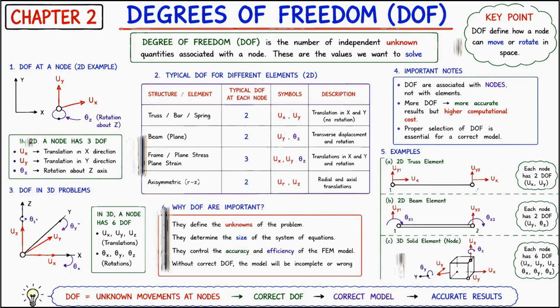Too few degrees of freedom produce an unrealistic model, while unnecessary degrees of freedom increase computational cost without improving the solution. So always remember this simple definition. Degrees of freedom represent the unknown movements or rotations at each node. Now that we know what information is stored at the nodes, let's see how engineers decide how many elements should be used in the model.